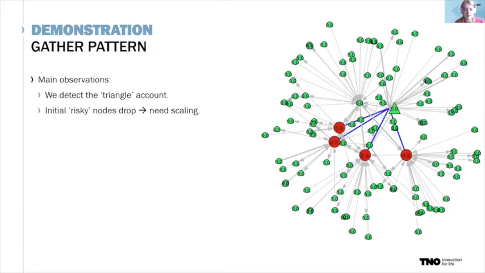And our main observation is that it is possible in this case to detect this triangle account. But you also see that the initial risky nodes, their score drops. But if you look at the scores relatively, then you see that it's quite even. So that means that we need to add some kind of scaling to this algorithm.